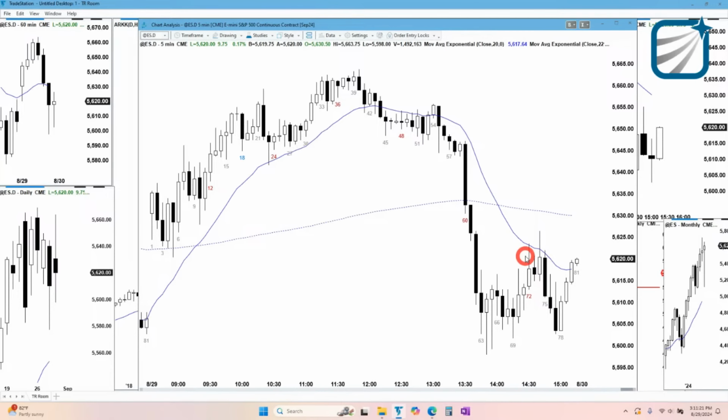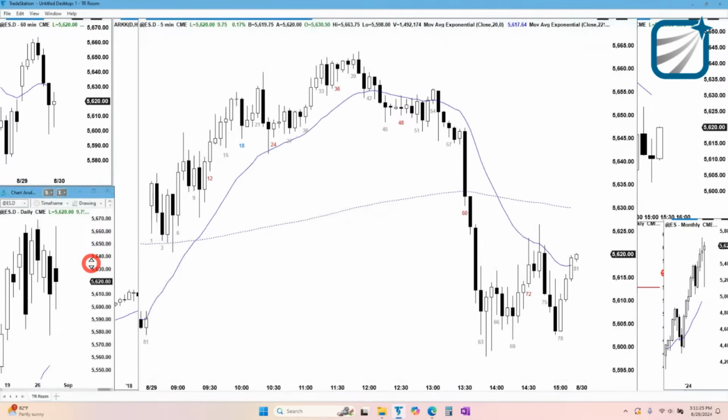Really interesting day. First, let's talk about the daily chart. So on the daily chart, you can see that we have had a lot of trading range price action.